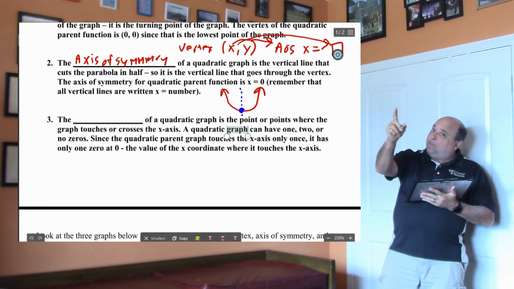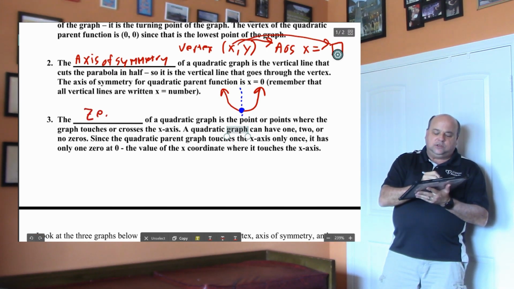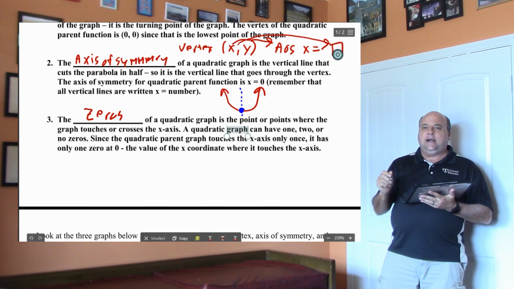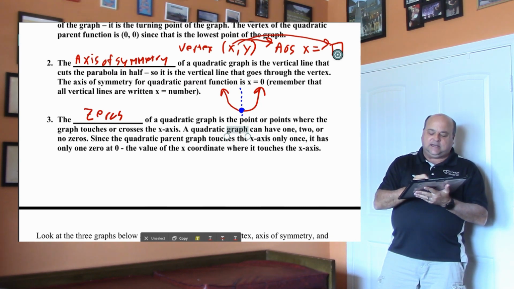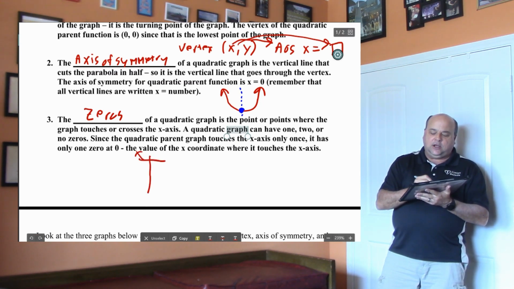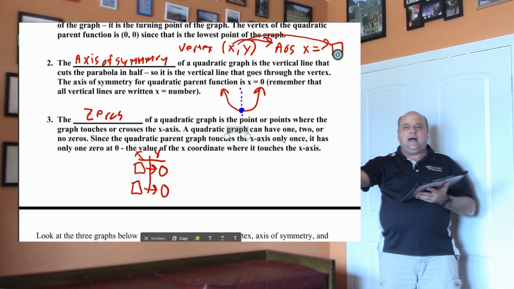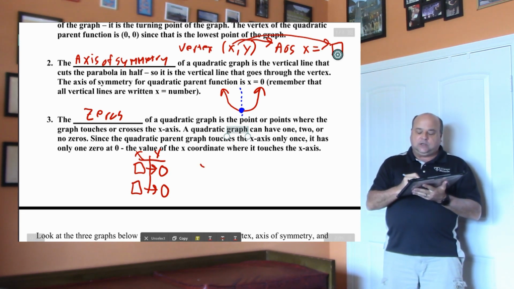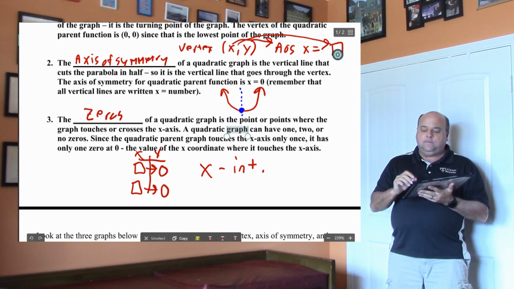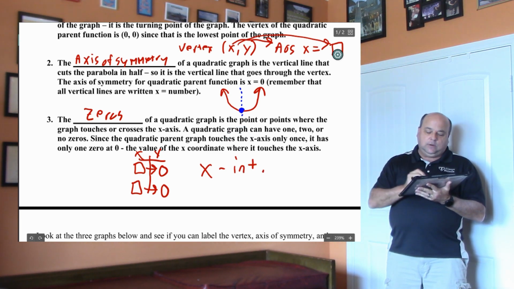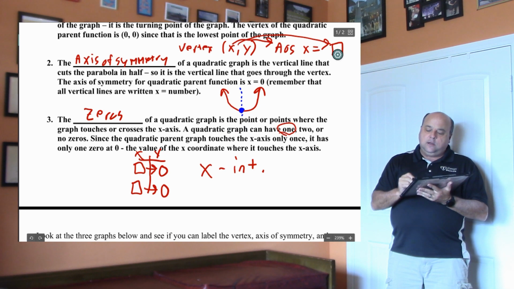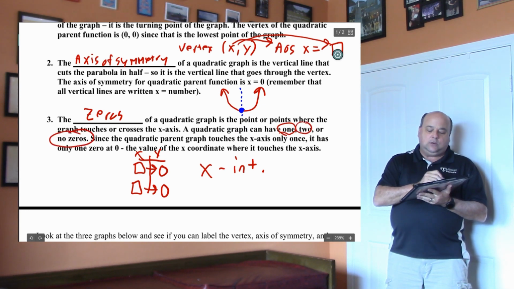Lastly, very important points here. The zeros are where the parabola crosses the x-axis. In a table of values, the zeros are going to have 0 to the right, okay? If you input a number, you output a 0. That's why it is called a zero. It's also the x-intercept, right? Okay? And a parabola can have 1, 2, or no zeros, okay?